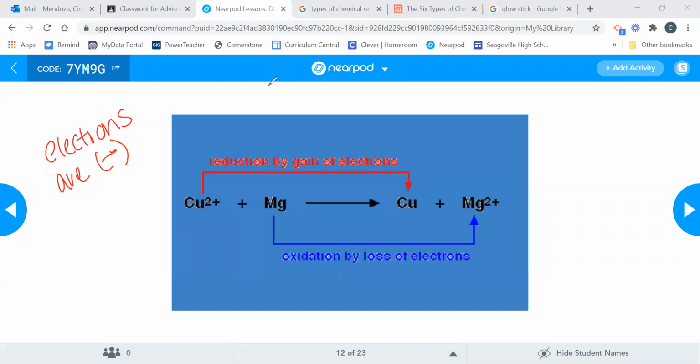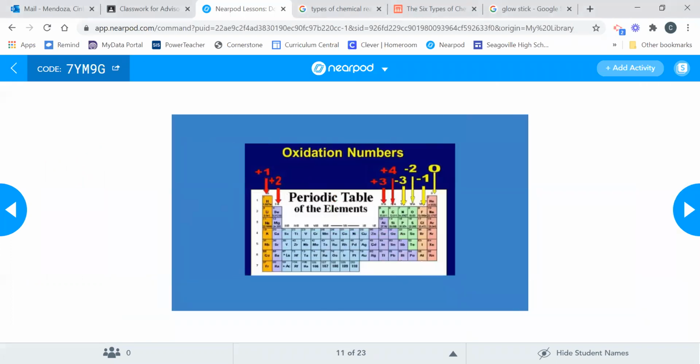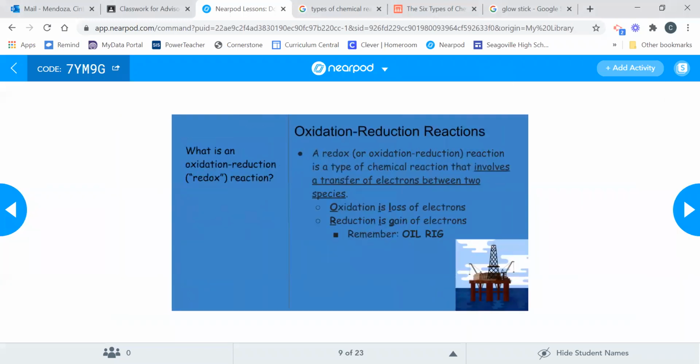So that's one of the things that you guys are kind of not understanding, which is fine because it's been a while. But if we have a plus sign, that means protons. So the two vocab words that you guys need to know are this word called oxidation and this word called reduction.